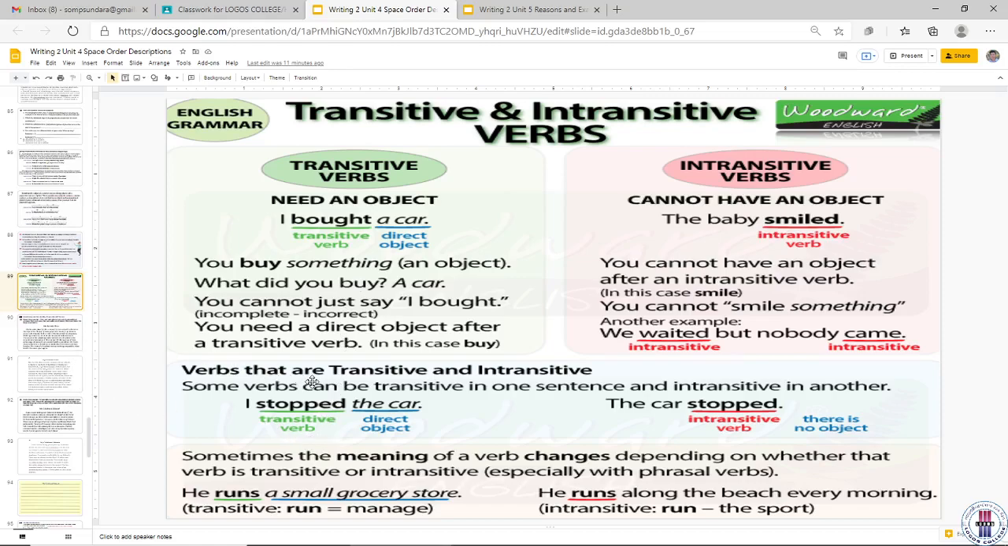Like I said, I really don't want you to worry too much about transitive or intransitive. Just know what an intransitive verb is and the difference. Right? Just remember, intransitive verbs do not need an object. It is a complete thought, a complete sentence without having an object. Where transitive verbs need objects. You can't just say, I bought. What did you buy? We don't know.